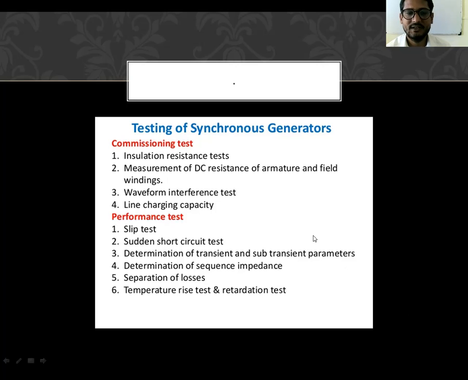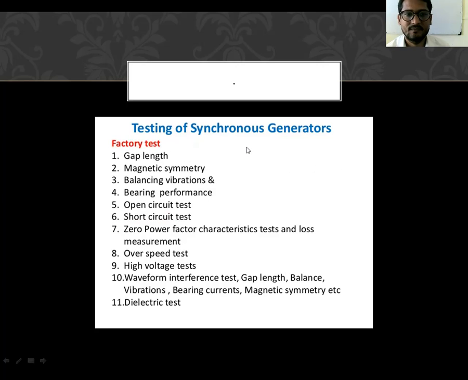So for testing of a generator, there are mainly two kinds of tests. First is the commissioning test. In these, number one is the insulation resistance test. Second is measurement of DC resistance of armature and field winding. Third is the waveform interference test, and number four is line charging capacity. In case of the performance test, first is the slip ring test. Second is the sudden short circuit test. Third is determination of transient and subtransient parameters. Fourth is the determination of sequence impedance. Fifth is the separation of losses, and the last one is the temperature rise test and retardation test.